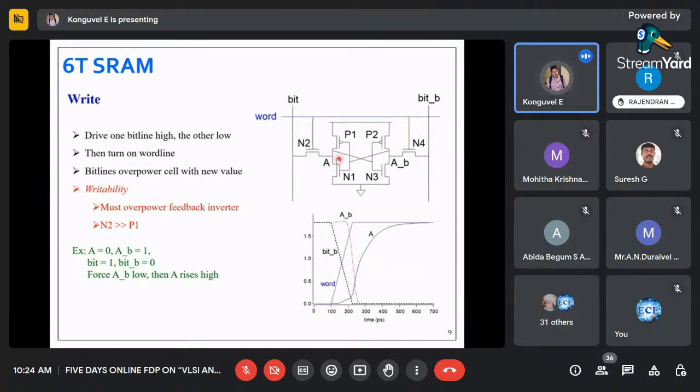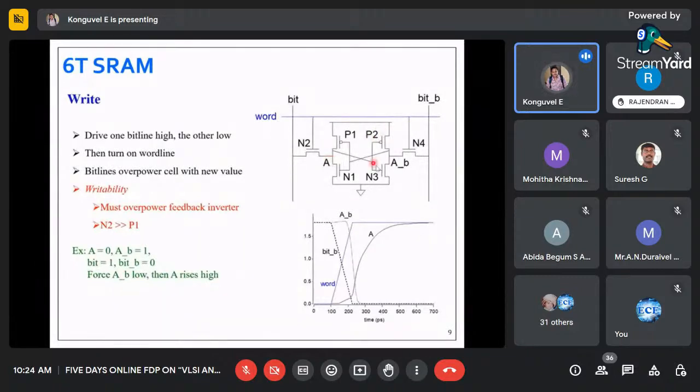You're able to understand which is controlled by what? It is controlled by this A, which is 0. Since it is 0 here, N3 will be turned off and P2 will be turned on. That means this node is pulled up to VDD, that means 1. So A is 0, A bar is 1. Similarly, before giving the word line, N2 and N4 will both be turned off, so this is separate. It is not connected with the bit lines and word lines.